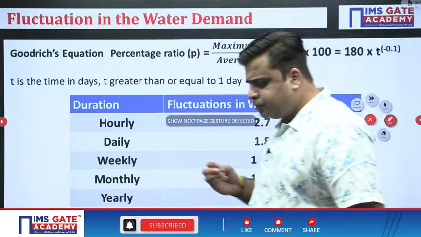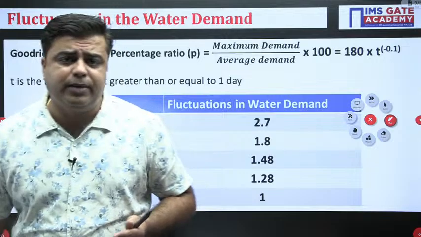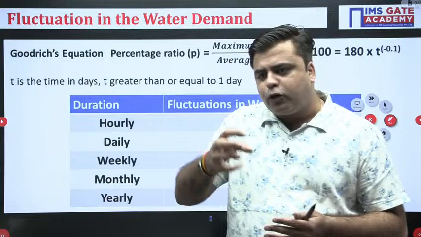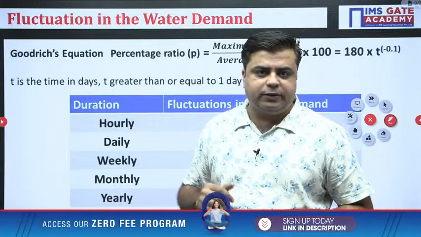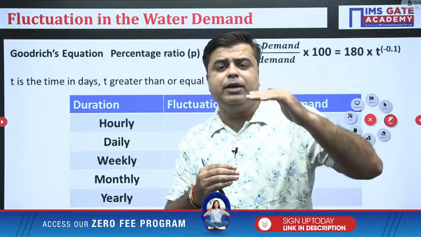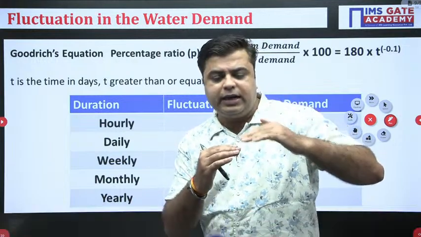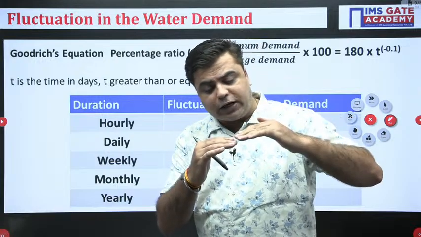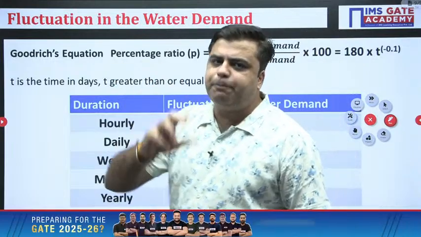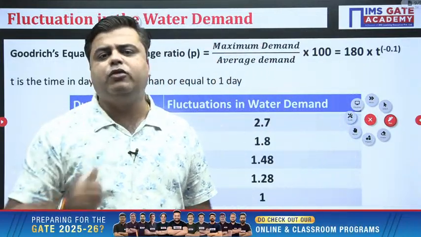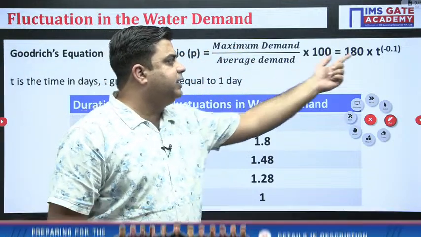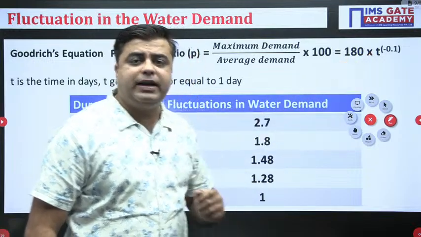Now next is, whenever you supply water into the community, every day you may not require the same quantity of water. So from there we understand the concept of fluctuation. Fluctuation in water demand means by how much amount maximum demand varies from the average demand. Now fluctuation in water demand is calculated using Goodrich's equation, which gives the percentage ratio of maximum demand to average demand. So the percentage ratio of maximum demand to average demand is equal to 180 into T raised to the power minus 0.1.